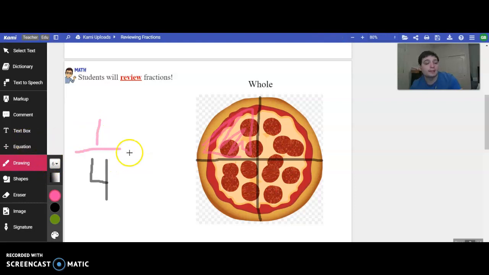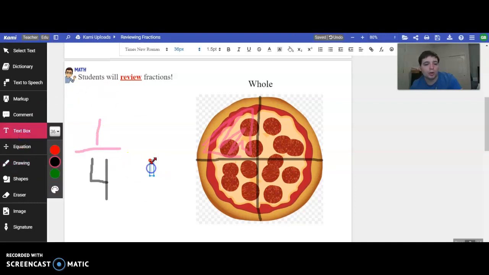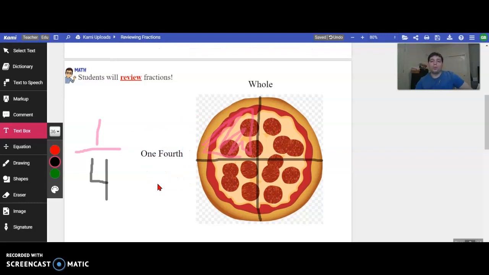And we would write that as this is our fraction. We could also use words to write one fourth. Okay, they're the same thing. So, I had to split it up into four equal parts, and then I selected one piece. One piece out of my whole.